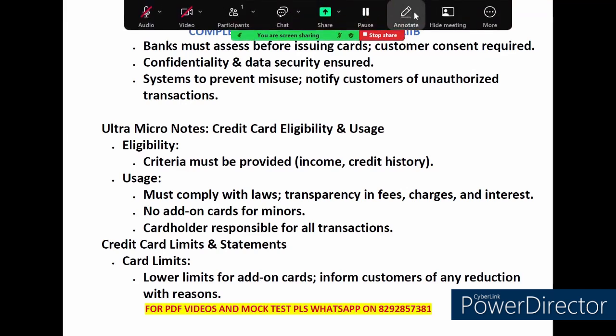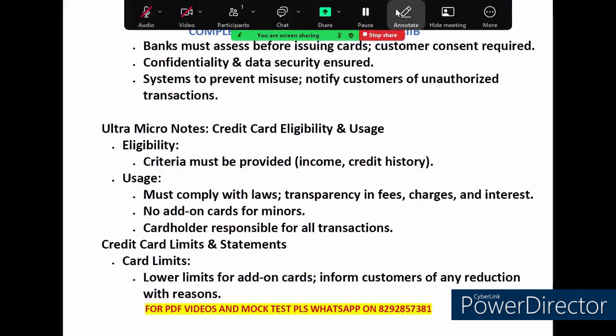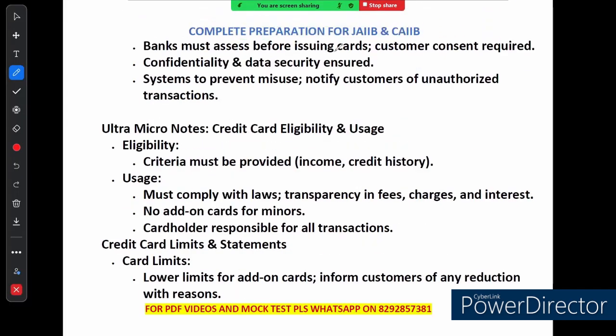Remember it. These days are very important. It can be asked. It has to be fixed within 30 days. Remember it. Now the next thing is that if your complaint is not resolved, it gets automatically escalated to a higher officer. To keep your card information safe, many banks use something called tokenization, which replaces your actual card details with a token for safer online transactions.